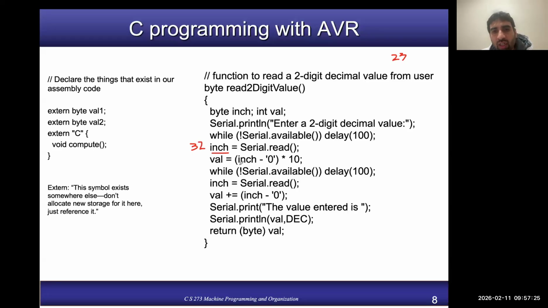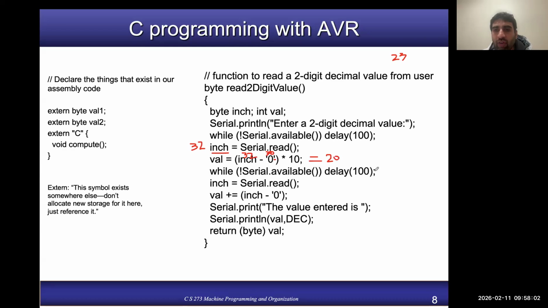So let's say you press, what was our number? Our number was 23. So when you press 2, the ASCII code of 2 will be read and saved in inch. What was that code? I guess it was 32, right? Then in the next statement, you are saying val is equal to inch minus '0' within single quotes. So you are basically saying subtract from inch the ASCII code of 0. The ASCII code of 0 is what? It is 30, right? So you are saying 32 minus 30, which is equal to 2. And then you are multiplying it with 10. So what will be the value of val? It will be 20, right?